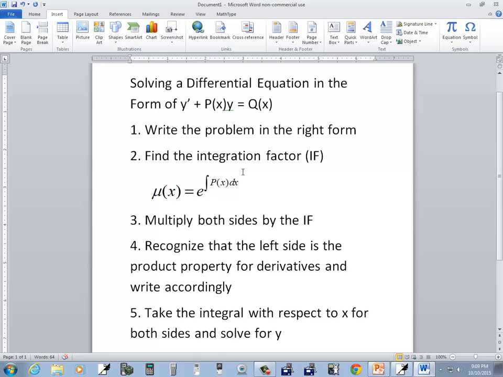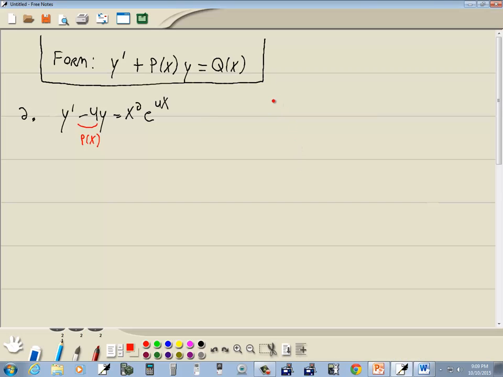Okay, step 2, find integration factor. So we got mu of x is equal to e to the integral of p of x dx. So we got e to the integral, p of x we said was negative 4 dx, which would give us e to the negative 4x.